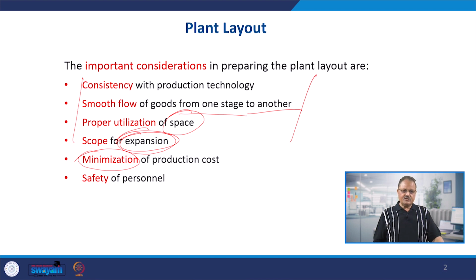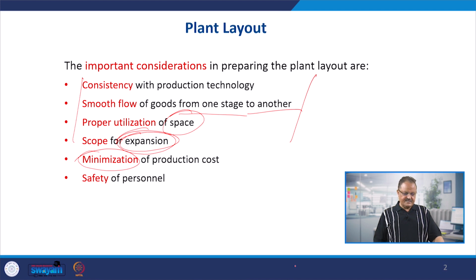When we have the best technology, and our plant layout is also consistent with the technology, so it means we have the best technology and the plant size is also appropriate, and the plant layout has been decided in the most scientific way. Second thing is, goods flow is very smooth from one stage to another stage and on to the next stage. When raw material is added in the first step of the process, and when it moves to the second, third or fourth step, the flow is very smooth.